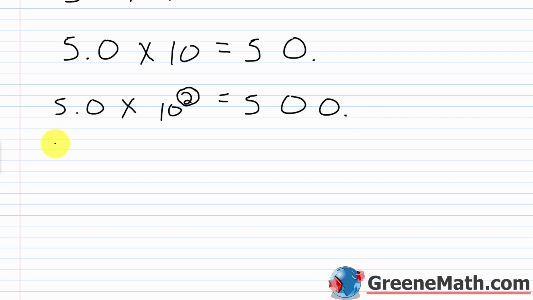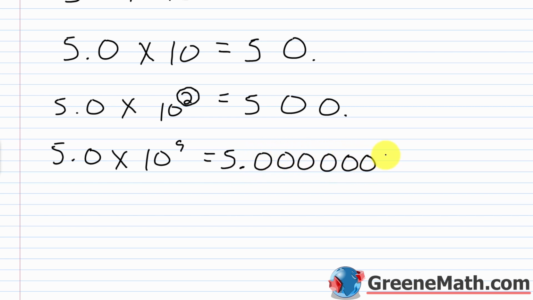And so if I ran across something like 5.0 times 10 to the 9th power, I know I would do 5 point, and then I would basically just move this 9 places to the right. So let's do that. Go 1, 2, 3, 4, 5, 6, 7, 8, 9. So because this is all the way out there, I'm going to use some commas now. And we'd end up with the number 5 billion.